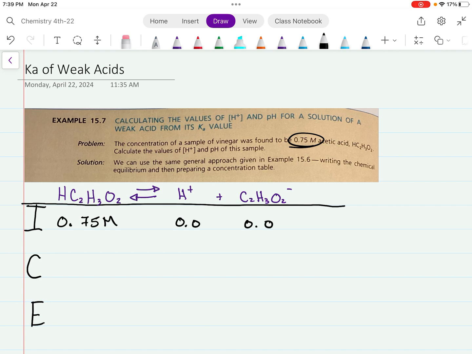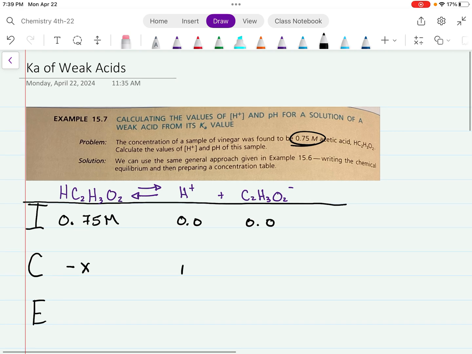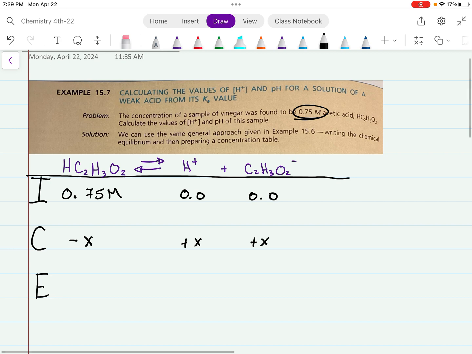Okay, then we're going to go ahead and go through the changes. So the change here is going to be minus x because it's a 1 mole, right? This is going to be plus x, and this is going to be plus x. All right. Now, at equilibrium, this is going to be 0.75 minus x, and this is going to be x, and this is going to be x.